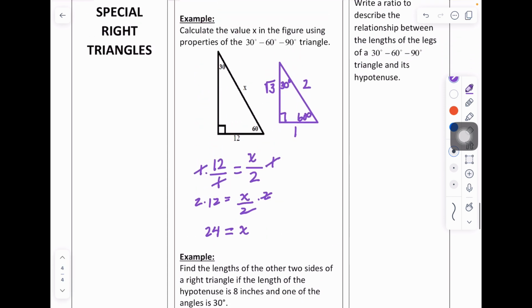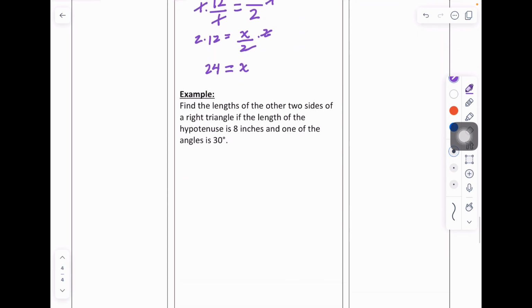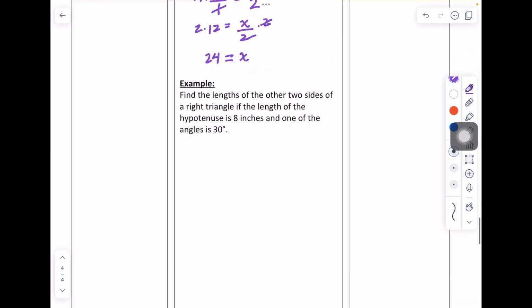Okay. Now, let's go through, and it says find the lengths of the other two sides if the hypotenuse is 8 and one of the angles is 30. So a similar question. All right, I'm going to draw us a triangle in. I'm going to make one side definitely the long side. So 60 is here, 30 is here. The hypotenuse is 8. And then we know the other angle.